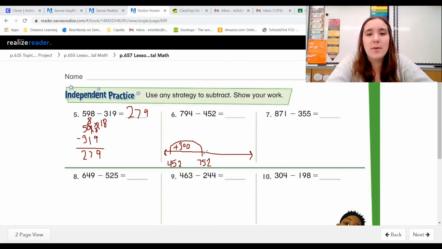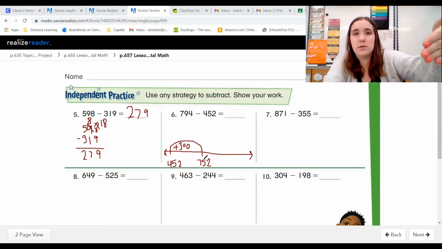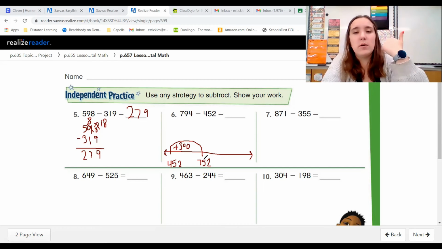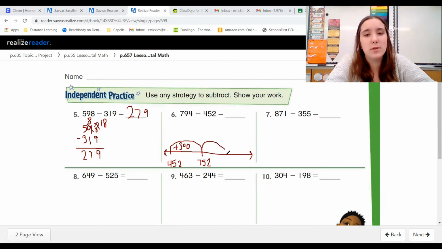Okay, so now I'm at 752. I know I can't add another 100 because that would put me into the 800s, right? So let's see how many 10s we can add. If I added 1 ten, that would be 62, another 10, 72, another 10, 82, another 10, 92. We can add 4 tens. So I'm gonna make a big jump of 4 tens. So I'm gonna add 40.